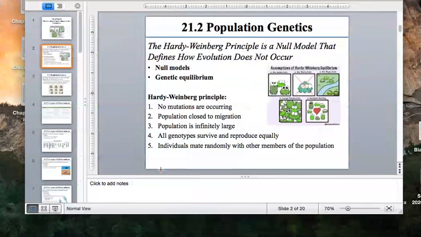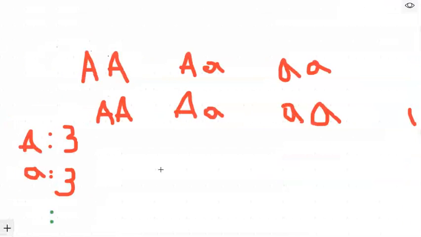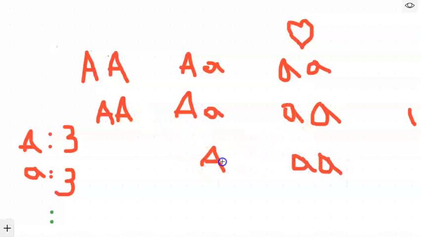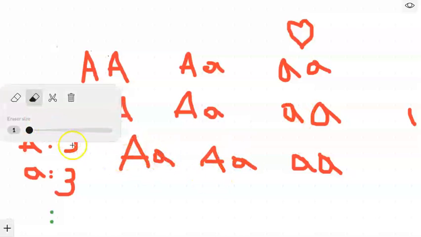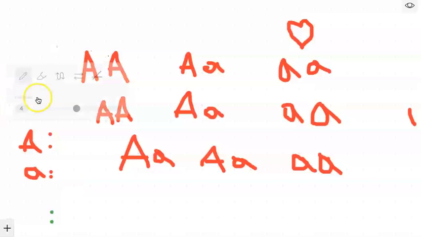All right, and then the 5th one, individuals mate randomly. So let's say that these homozygous recessive ones, I'm going to draw a big heart here, because the ladies like the homozygous recessive ones. So what's going to happen? Well, in the next generation, these are going to have greater mating success, right? How does that change our allele frequencies? 2 to 4.